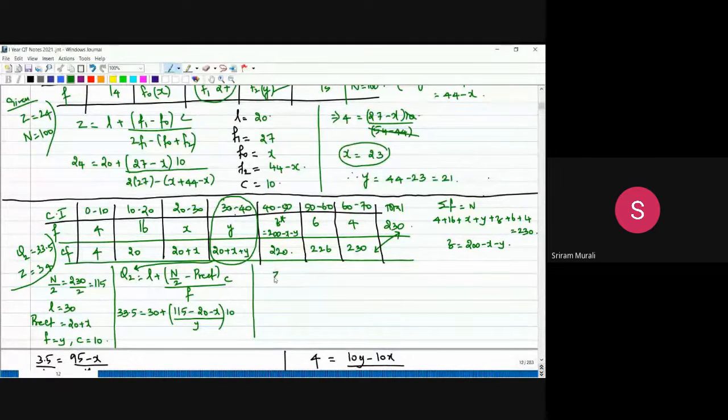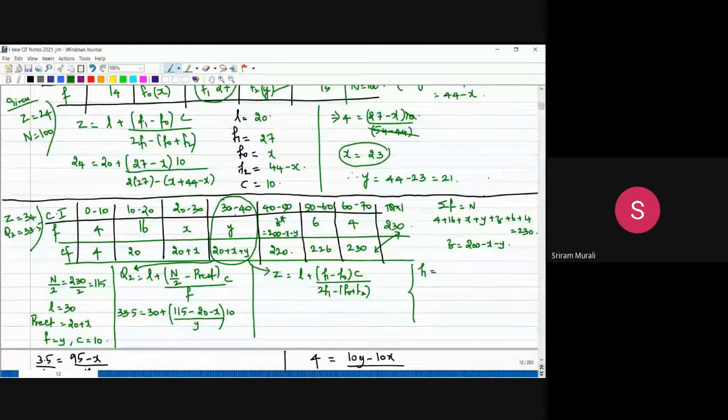Next is mode. What is the formula for mode? L plus F1 minus F0 by 2 times of F1 minus F0 plus F2, into C. So what is your F1? Highest in the, what is the mode first? Mode is 34 and the Q2 is 33.5. So mode is 34 in what interval? It is also in the same interval. 34 lies in the interval of 30 to 40.